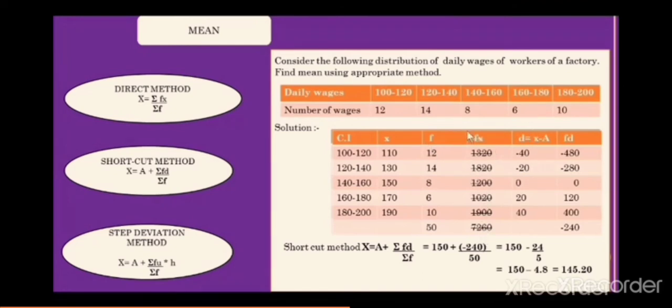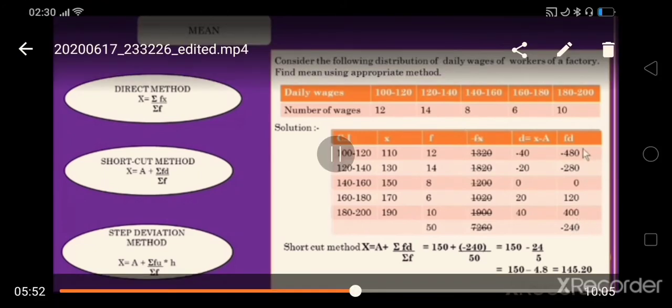Here, d is x minus a. X is called this all, and a is 150. So 110 minus 150, 130 minus 150, you'll get, and 150 minus 150 is 0. Now multiply fi and di, and you will get this all. And what is the formula? A plus sigma fi di by sigma fi. Substitute a is 150 plus sigma fi di, you got minus 240, divided by 50, the answer is 4.8.